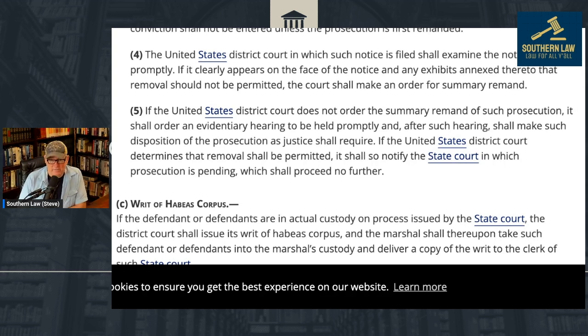Now look what it says. If the United States District Court determines that removal shall be permitted, it shall notify the state court, and the state court will proceed no further. So if this hearing occurs on Monday and the court decides, okay, this case belongs up in federal court, then the state court proceedings would be stayed.